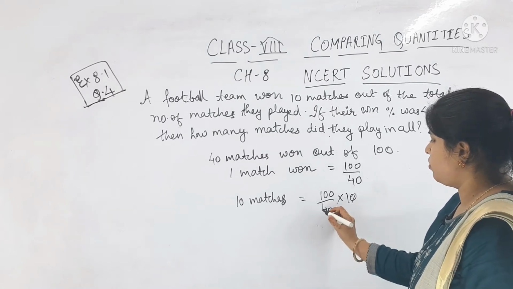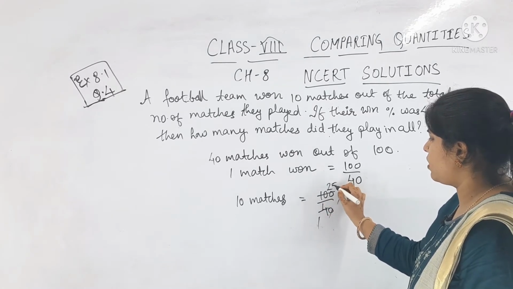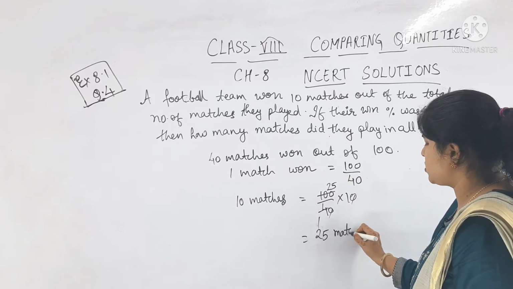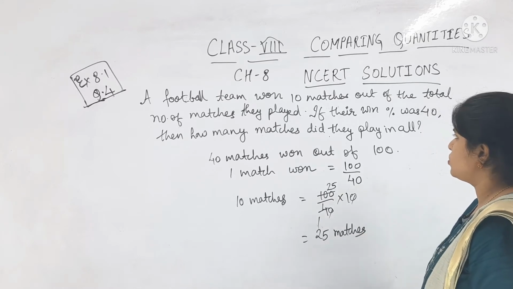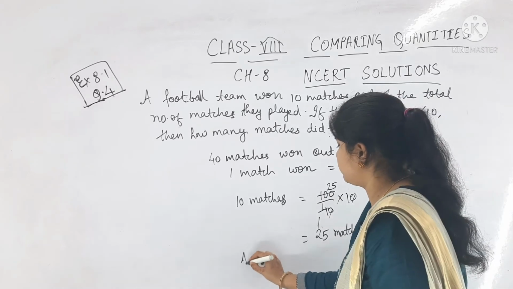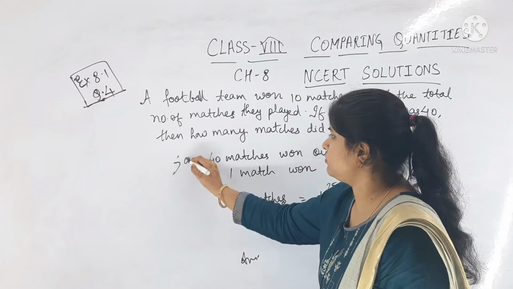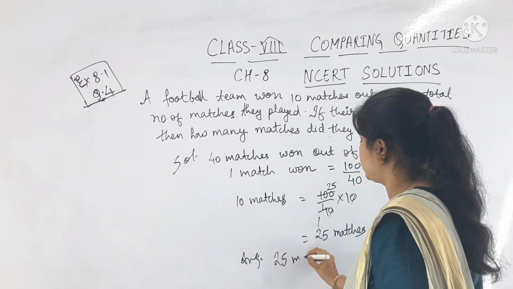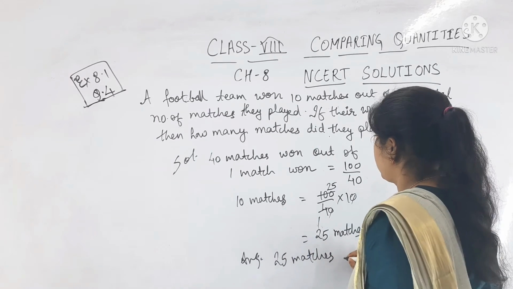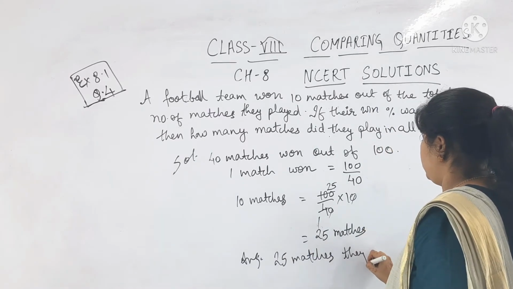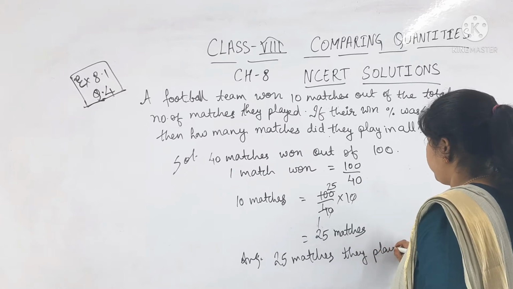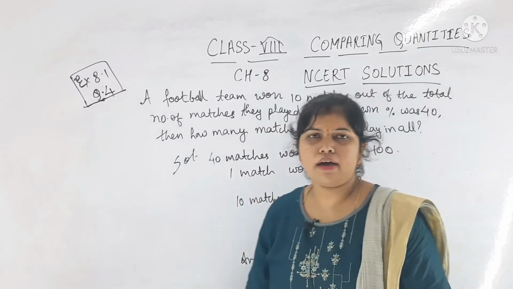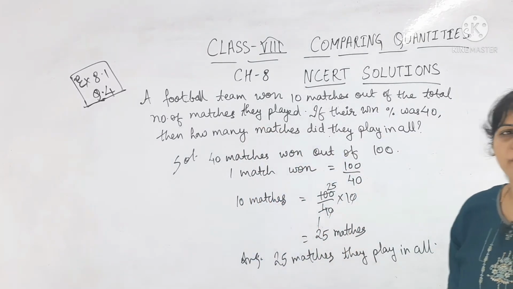4 ones are 4, 4 twos are 8, 4 fives are 20... so 4 twenty-fives are 100. So it equals 25 matches. So the answer is 25 matches they play in all. Okay, so like this you have to solve question number 4.